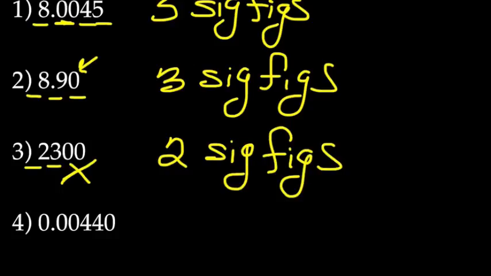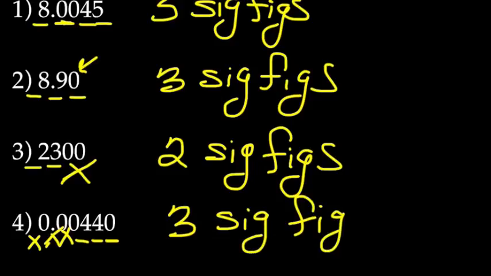Okay. Number 4. The 4 and 4 are significant because they are non-zero digits. The first 3 zeros, none of them are significant because they are not between non-zero digits. They are before or after a decimal, however, there's no non-zero digit in front of it. This last 0 is significant because it's behind a decimal and there is a non-zero digit in front of it. So this particular number has 3 sig figs.